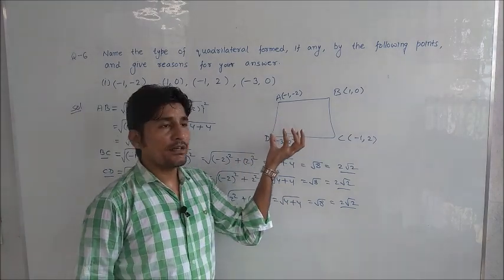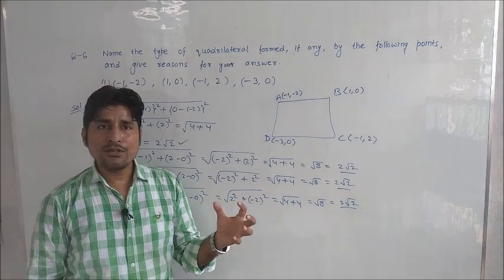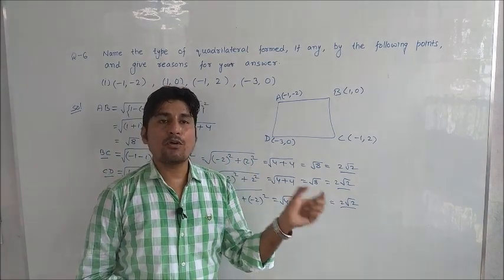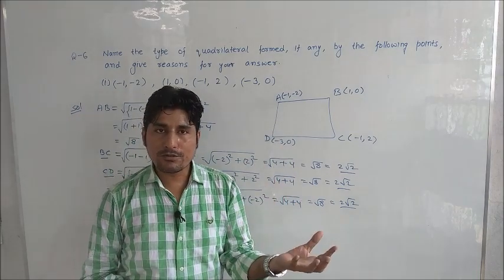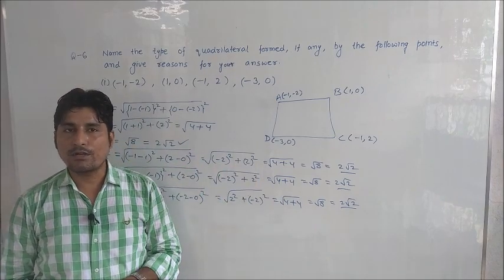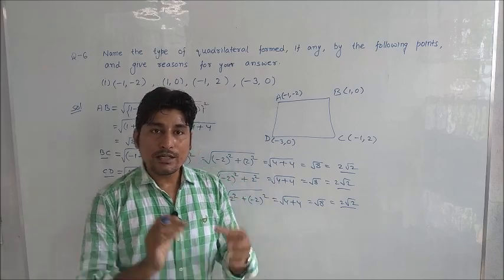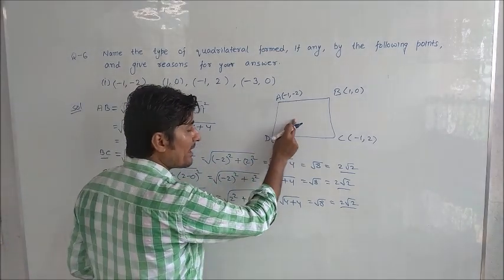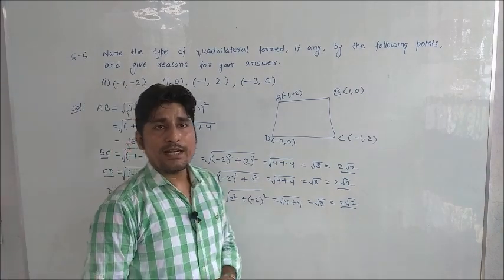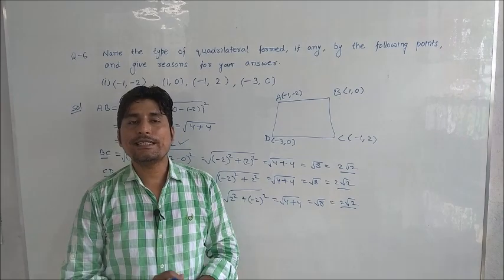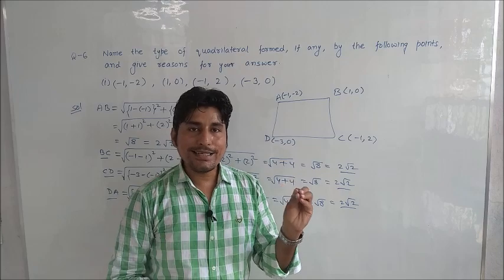So in this quadrilateral, the measurement of all four sides are equal. As we know, in the case of square and rhombus, in both cases, the measurement of all four sides are equal. Now we have to decide whether it is a square or a rhombus. In the case of a square, the lengths of the diagonals are equal. But in the case of a rhombus, the lengths of the diagonals are unequal.